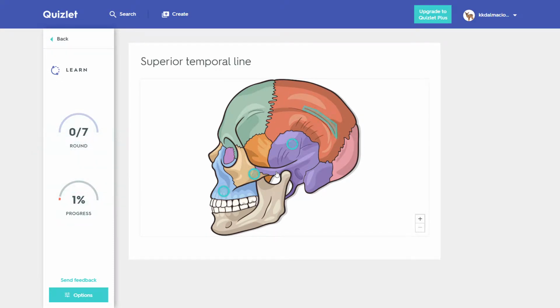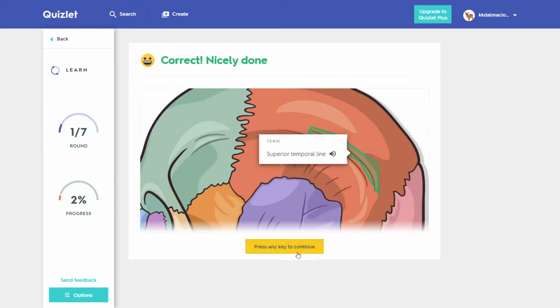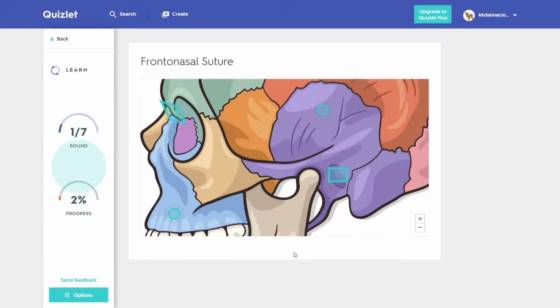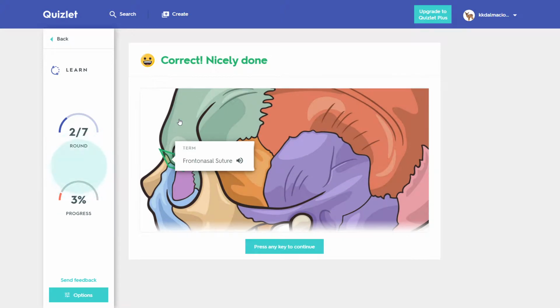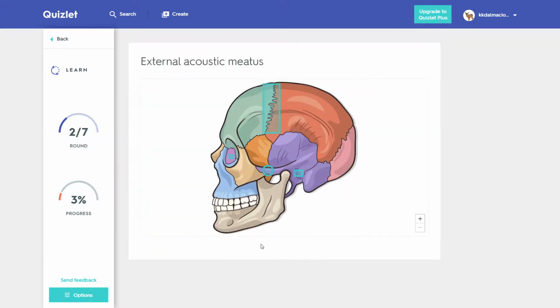Superior temporal line. Superior, okay, I always made this analogy that the temporal is our temple. It's the top part of our head. So I'm going to say that this is our temporal. Yes, that is our temporal. Frontonasal suture. Yeah, the sutures, they have those puzzle lines on our skull. So that's our frontonasal suture.